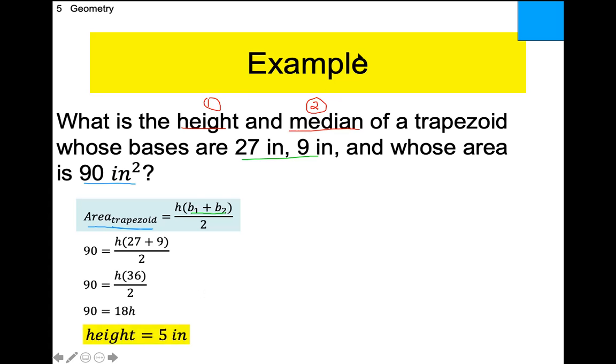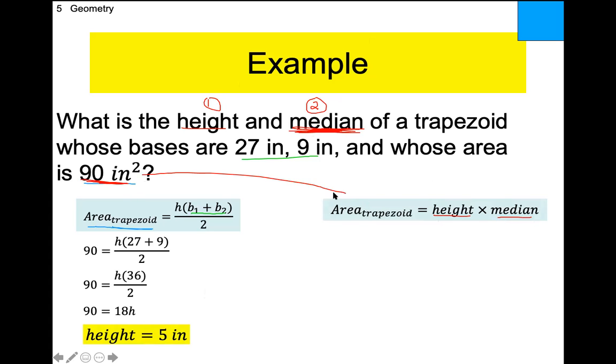The height is 5. Question number 2, though, says, what is the median? So for that part, we're going to have to refer back to that second formula for trapezoids. And that second formula has the median in it, right? It says that the area of the trapezoid is equal to the height times the median. Well, notice once again, I know that the area of my trapezoid is 90. I just figured out the height was 5. Now I can plug those numbers in and solve for the median. Does that logic make sense?